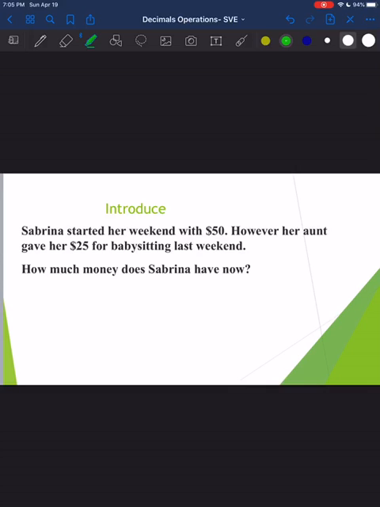So to begin, Sabrina had started her weekend with $50. However, her aunt gave her $25 more for babysitting last weekend. How much money does Sabrina have now? So to begin, we are going to add how much she started with to the additional money that her aunt gave her. One thing we have to pay attention to is to line up our place values.